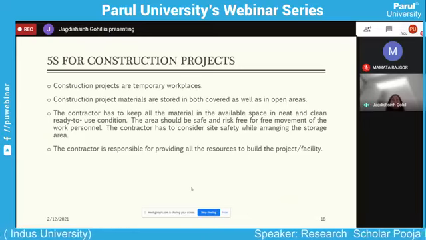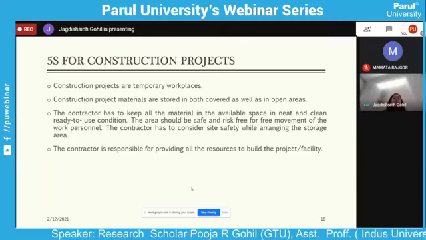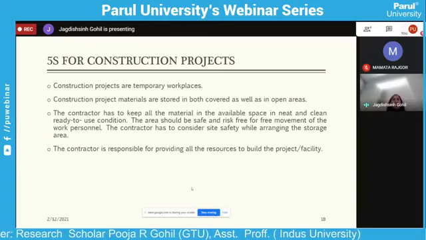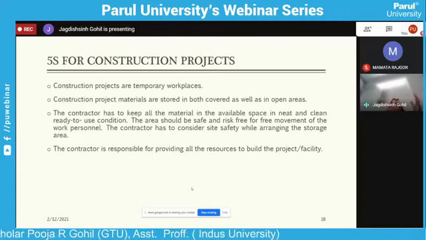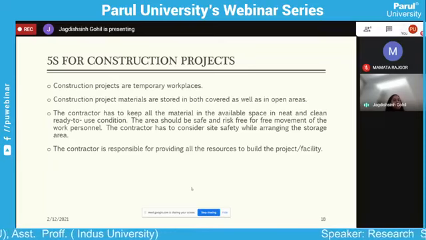Whenever we are talking about covered storage, a proper stack yard or proper store should be there, and everything should be stored in a nicely stacked way. It should not be that whenever we require one thing, we first have to move all the things in front of it and only then can we get to that thing. Usually that should not be the case. Fine. So the contractor who is working on site has to keep all the material in the available space, right?